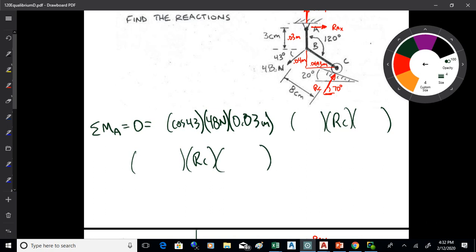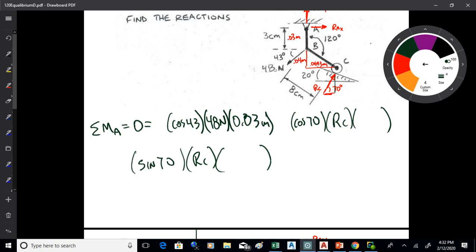Is the first one supposed to be negative? Yeah, I'll let you put the signs in there. What we want to generate there is an X and a Y component of RC, right? So cosine 70 and sine 70, are we all right with that? What I've got there is a right triangle. I'm using this 70-degree angle. The unknown force is the hypotenuse.